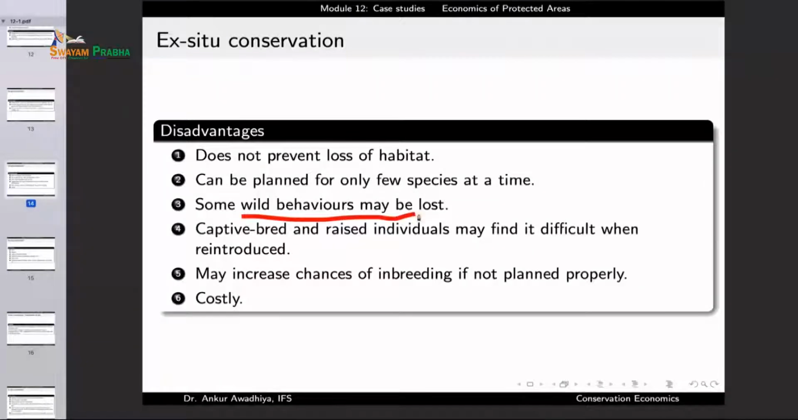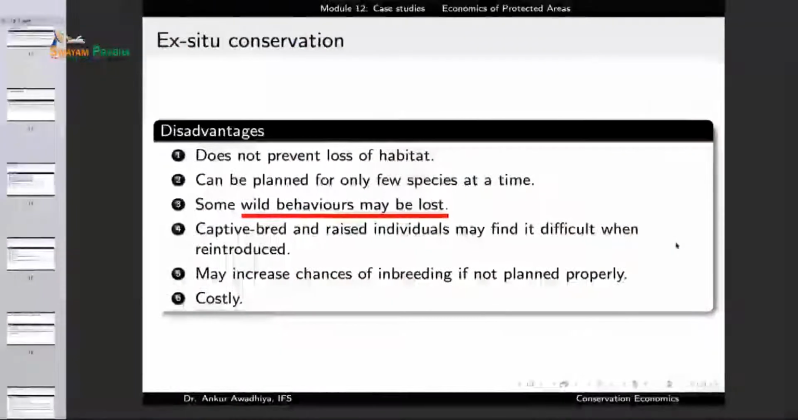Some wild behaviors may get lost. Why? Because we are not keeping the organisms in a wild setting, and so it is possible that while a few of these organisms are able to survive and breed, they will lose out on their natural behaviors like where to look for food or how to hunt. So this is another disadvantage. Captive bred and raised individuals may then find it difficult when they are reintroduced because they are now completely dependent on human intervention. They do not know how to hunt for food. So once you try to release them back into the environment, it is possible that they will just not be able to cope with the conditions.